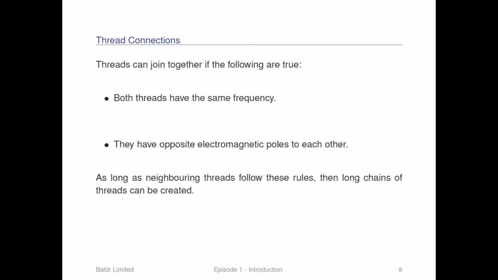So if we look at this, what we find is that threads of the same frequency can connect together, and it is only if they have the same frequency, otherwise it's just not possible. Also, the two threads connecting together can only have opposite electromagnetic poles for them to actually join together, otherwise it's a no-go. Thus, two threads having a positive pole cannot join together. But assuming these two rules are followed, then yes, two threads can connect together, and then a third and a fourth, etc. So we can end up with a long chain of threads with electromagnetic fields going positive, negative, etc. along the chain.